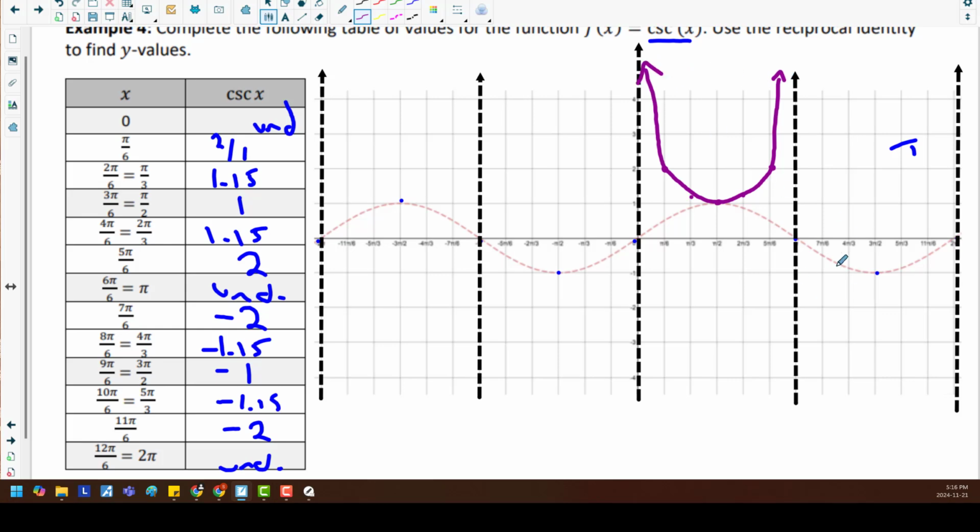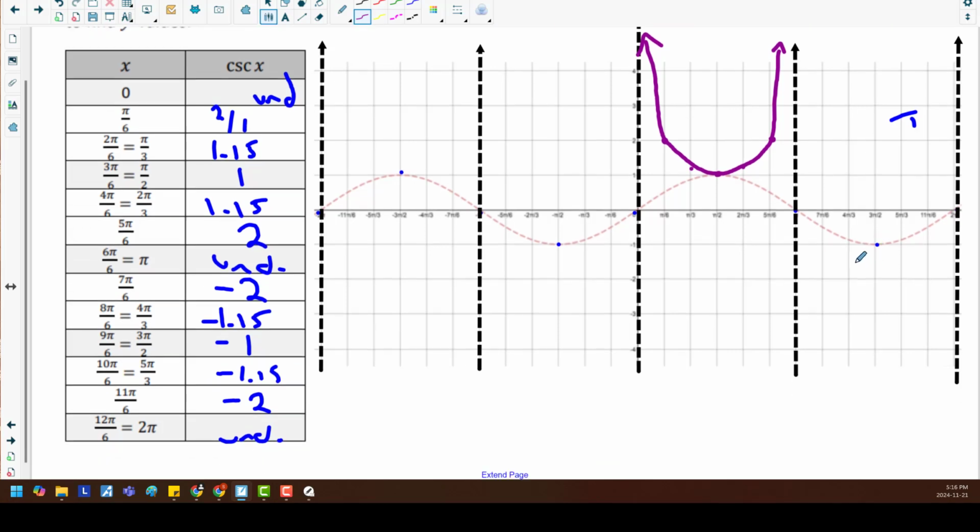Okay. What about the second half part? Same thing, kind of, sort of. Let's see, we're at 7 pi over 6. So 7 pi over 6 is negative 2. Negative 2 is here. I'm pretty sure it's going to be there. It's going to be here. Negative 2 for 11 pi over 6. Yes. It's going to look like this.